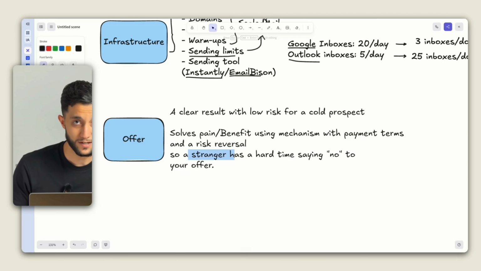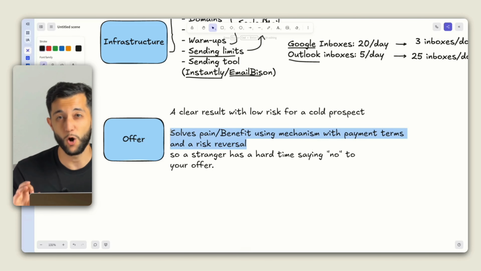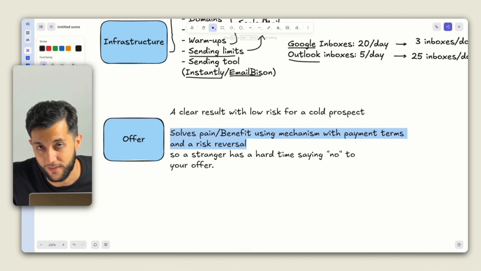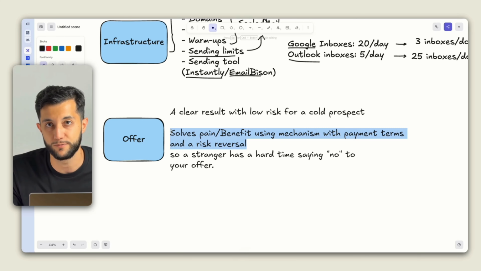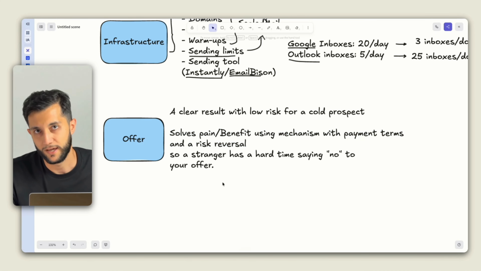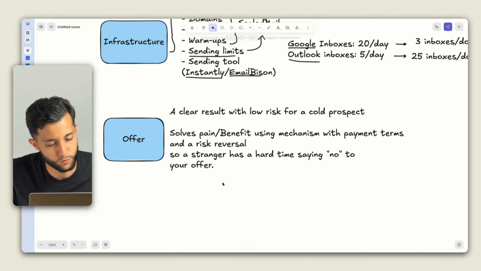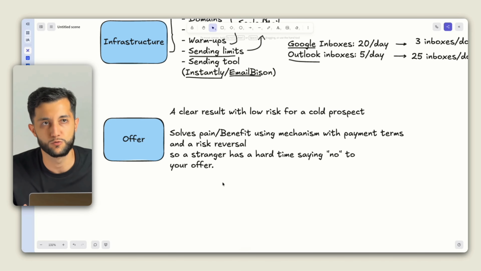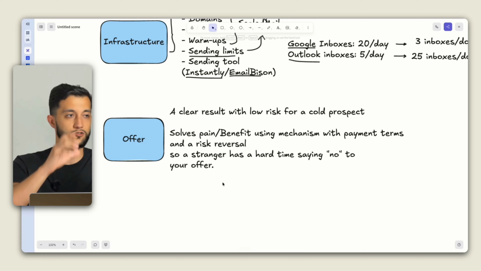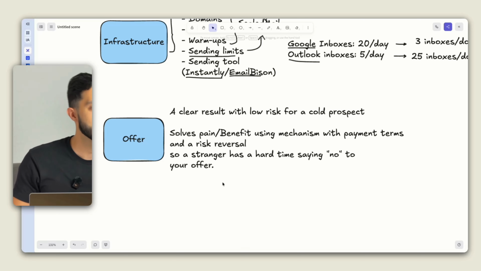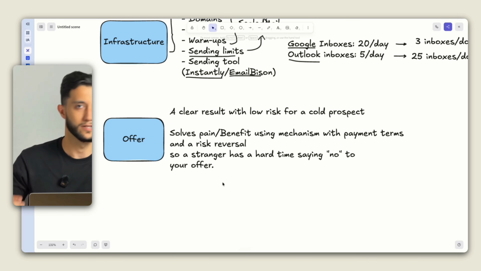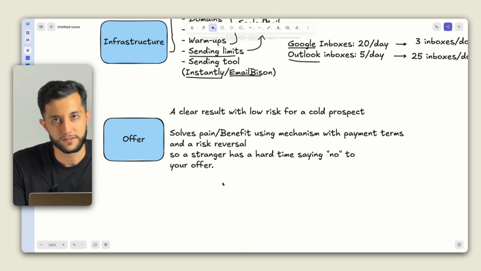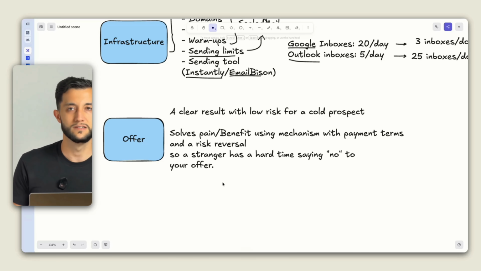A stranger has no reason to believe you, and the only way to make them believe you is with the offer, because it's the only context that they will have when they receive your cold email. It's the only thing that they will see. Yes, you can have a brand. You can have a personal brand. They could Google your name. Yes, if they were to Google your sending domain and it forwarded to your main domain, then they would be able to get some more context. But we're talking about millisecond decisions.